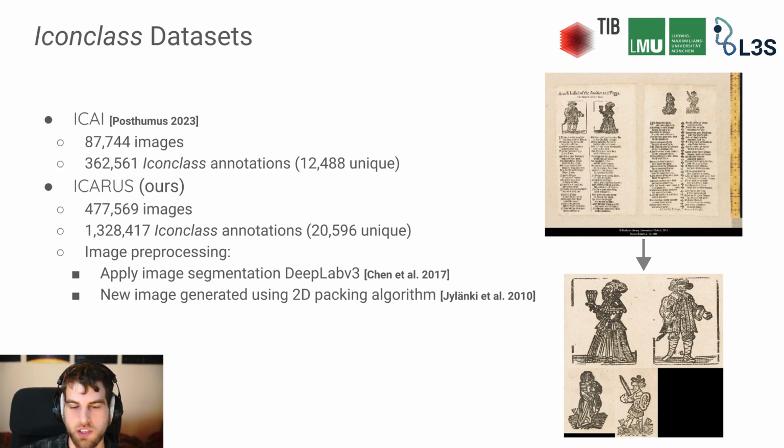For the image processing, as you can see on the right side, it doesn't only contain the images, but also more information that could be a problem for the classification. So we apply an image segmentation method to only get the relevant part, and then we create a new image based on a 2D packing algorithm.